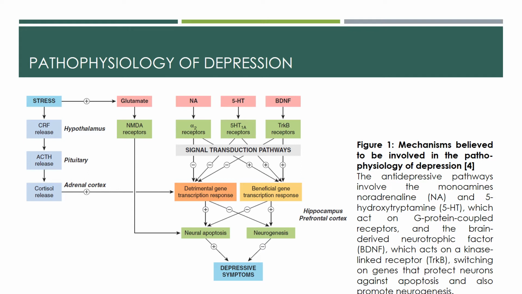Noradrenaline involves the alpha 2 receptor, 5-HT involves the 5-HT1A receptor, and BDNF involves the TrkB, which means the kinase linked receptor. There are signal transduction pathways which include the detrimental gene transcription response, which comes from the adrenal cortex when there is an increased level of cortisol release, and the beneficial gene transcription response. The detrimental gene transcription response leads to neural apoptosis and results in depressive symptoms, while the beneficial gene transcription response results in neurogenesis and relief of the depressive symptoms.